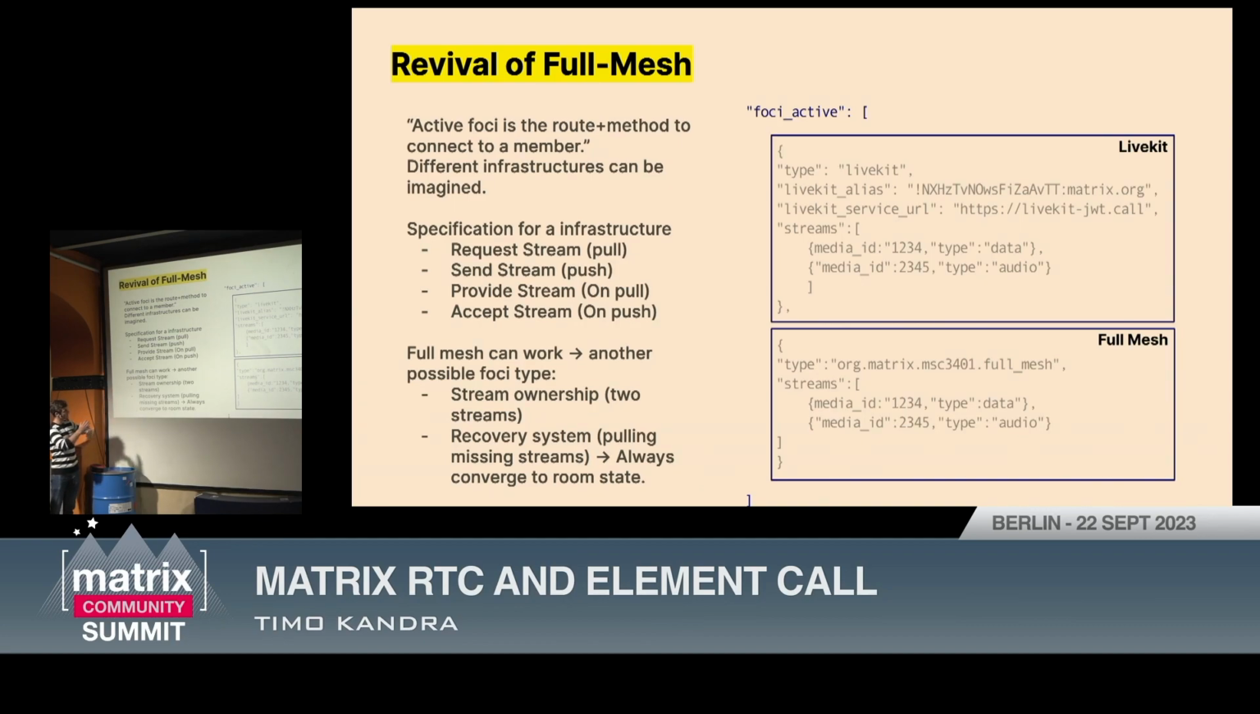We would make some changes, because we think the two-stream solution is very good for not having shared ownership of this one connection. We really would like to have the requesting stream and providing stream implementation, so we can also recover and pull streams if we somehow messed up the situation. But then there's no real reason why full mesh shouldn't also be a possible infrastructure.